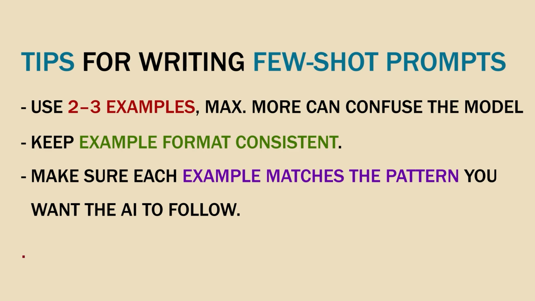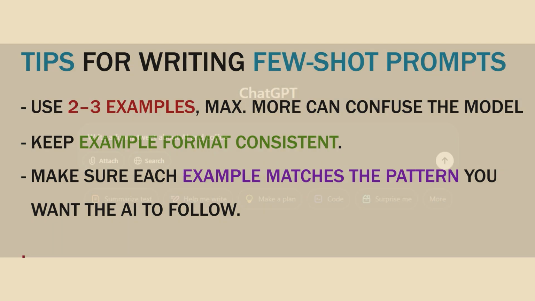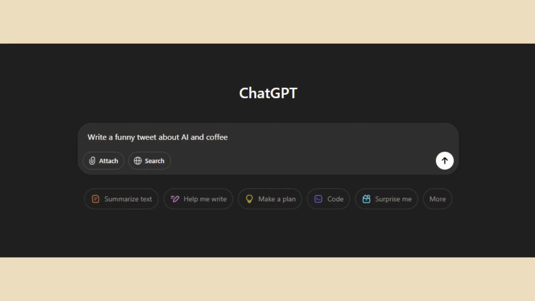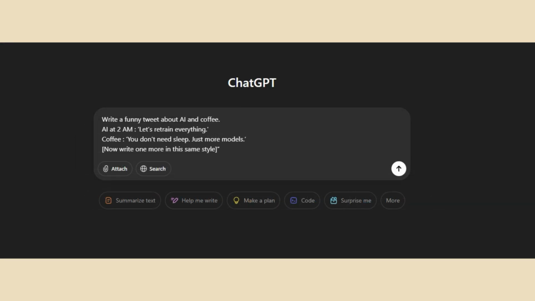Open your LLM and try zero shot. For example, write a funny tweet about AI and coffee. Now, try few shot. Write a funny tweet about AI and coffee. AI at 2 a.m. says, let's retrain everything. Coffee says, you don't need sleep, just more models. Now, give the instruction, write one more in this same style. Now compare. Which one felt more on brand? Which one matched your tone better?